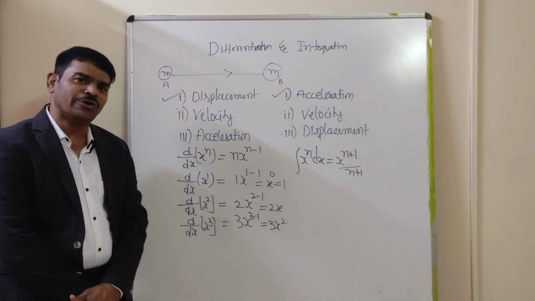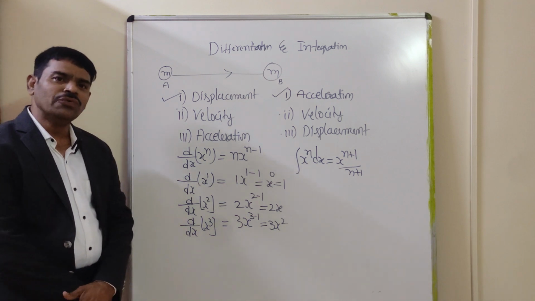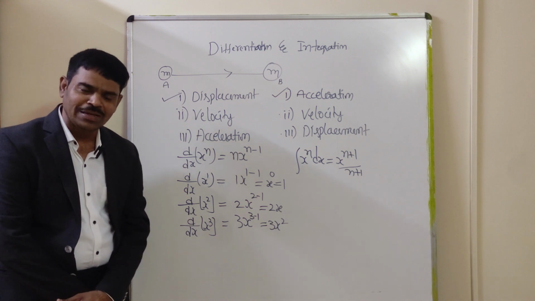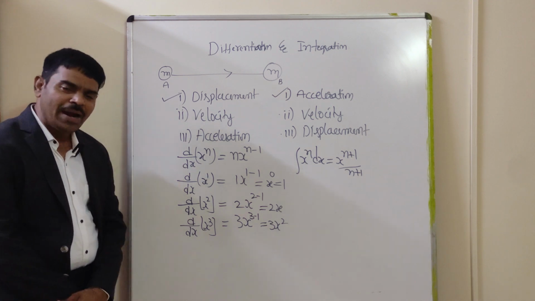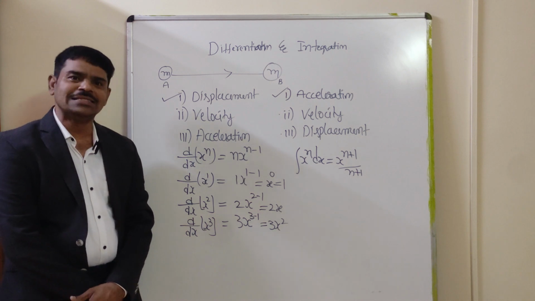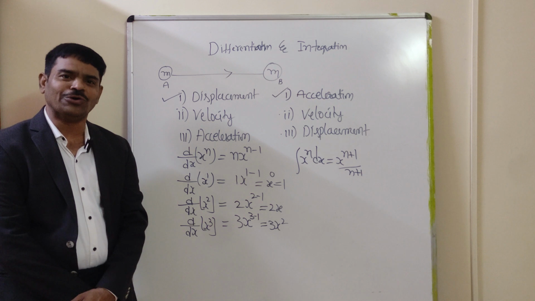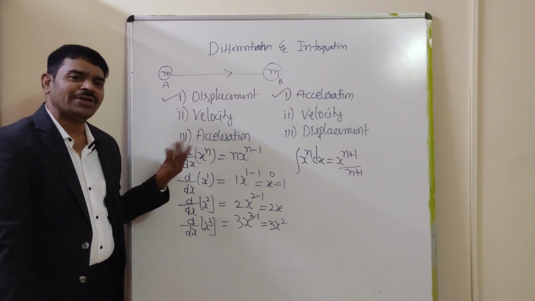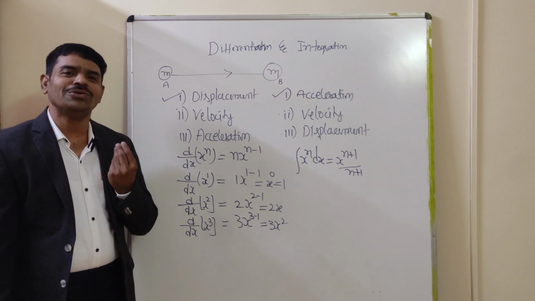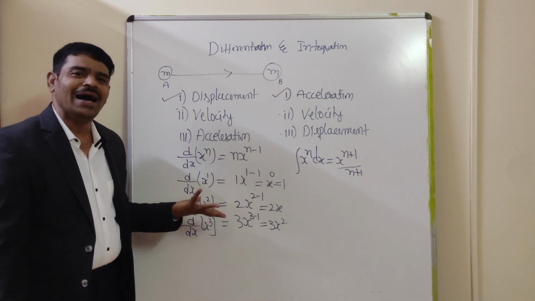4 into x power 4 minus 1 is equal to 4x cube. Correct? Now d by dx of x power 5 is 5x power 4, that is 5 into x power 4. So now this differentiation formula is nowhere useful to you. Directly you can give the answers.